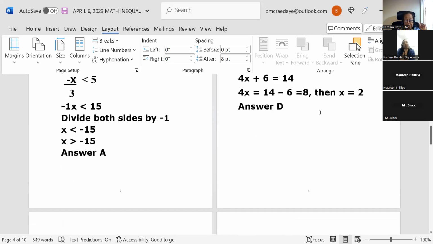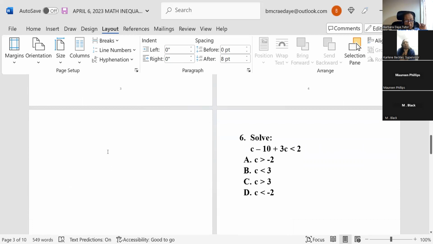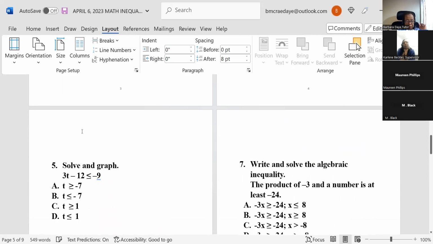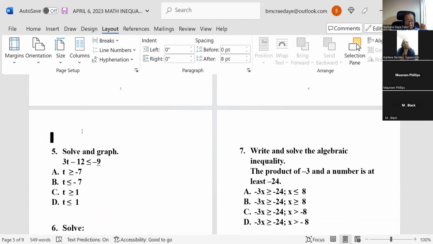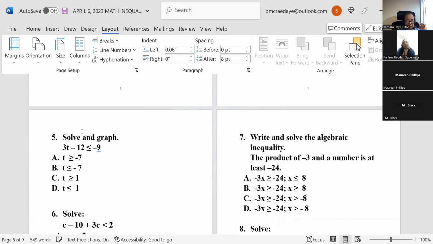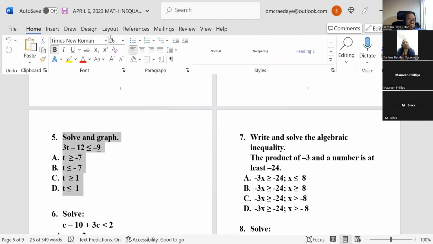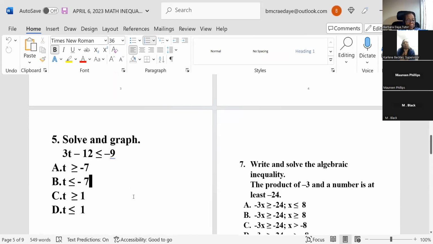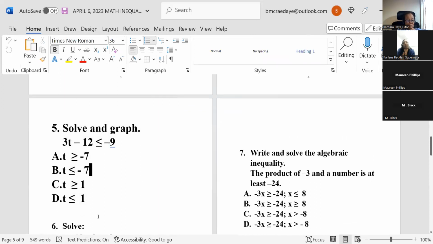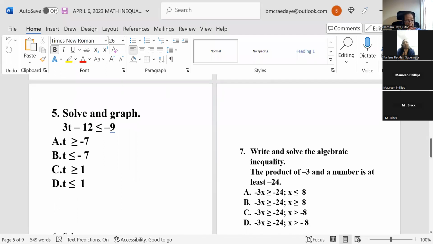Okay, number 5. I want you to solve this one. Let me just make it bigger. Solve this, and then you could just tell me what the graph looks like. I think I have one. I can bring it up. Solve for t.